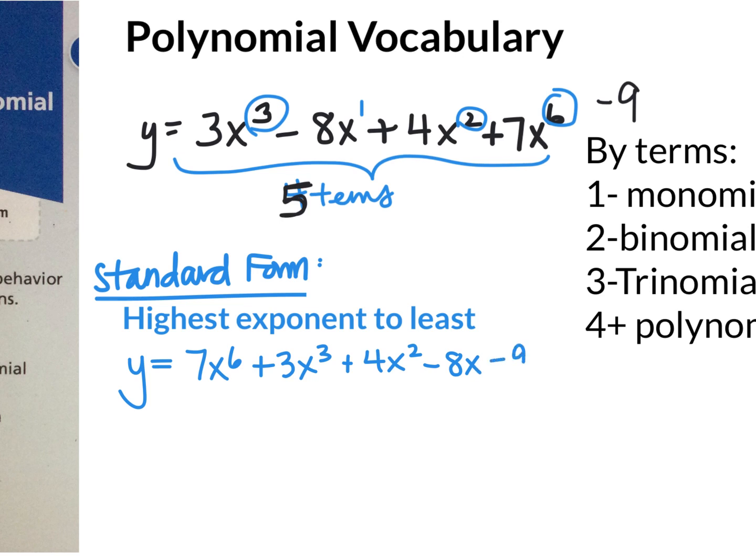Okay, so a few different pieces of vocabulary. One, this minus 9 at the end, this is a constant. And just like standard form for quadratics, this will end up being our y-intercept, so we can go ahead and note that.